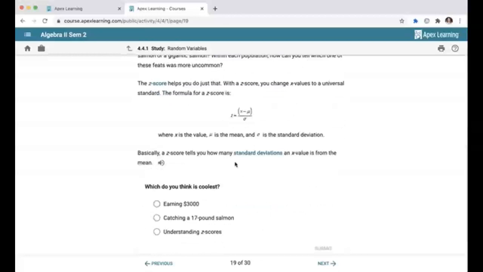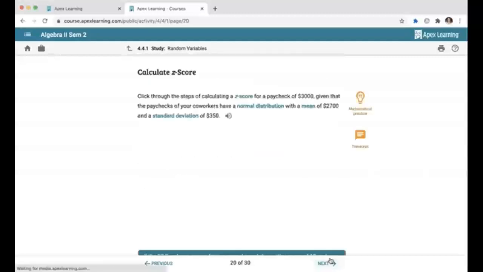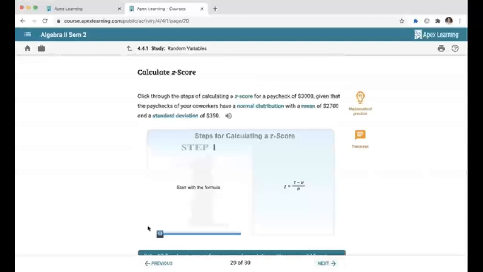What this does is it tells you how many standard deviations an x value is away from the mean. If it's 3 standard deviations away from the mean, that means you're at the really far edges of your graph. So if we calculate this for a paycheck of $3,000, where our coworkers have a normal distribution with a mean of 2,700 and a standard deviation of 350, we start with our formula, list our variables, substitute in our values, and then simplify.